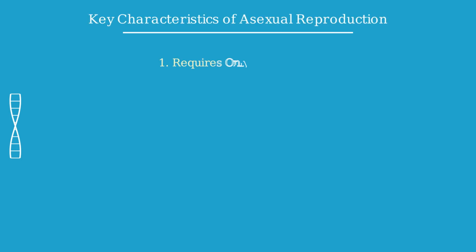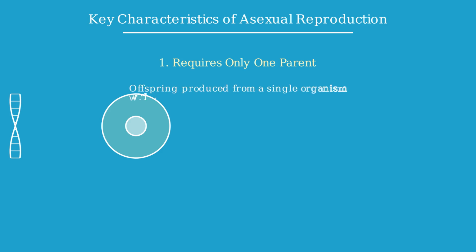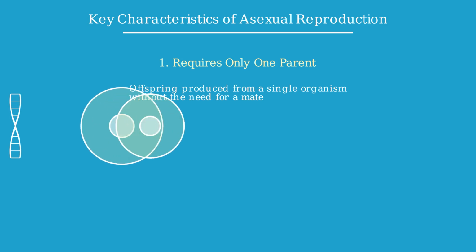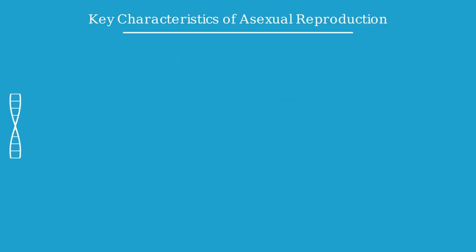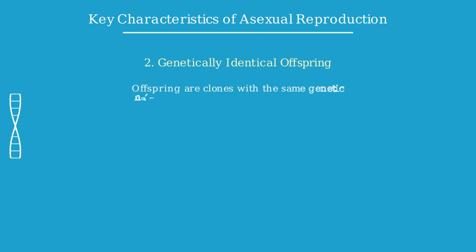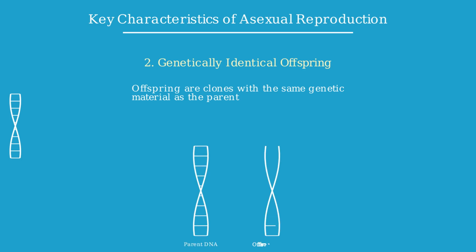The first key characteristic of asexual reproduction is that it requires only one parent organism. Unlike sexual reproduction, a single organism can produce offspring without the need for a mate. The parent organism undergoes various processes to produce new individuals. The second characteristic is that offspring are genetically identical to the parent. Since only one organism contributes genetic material, the offspring are essentially clones with the same DNA as the parent.